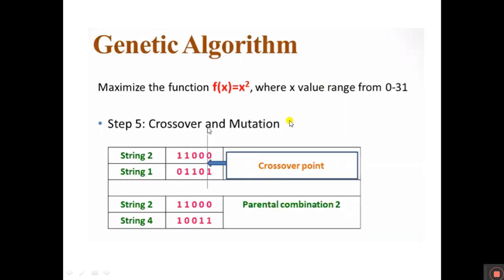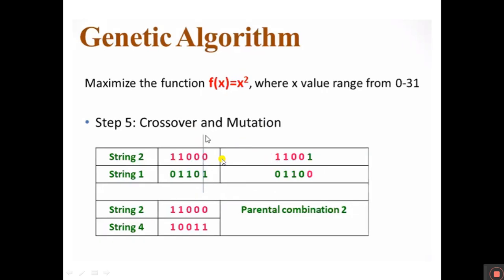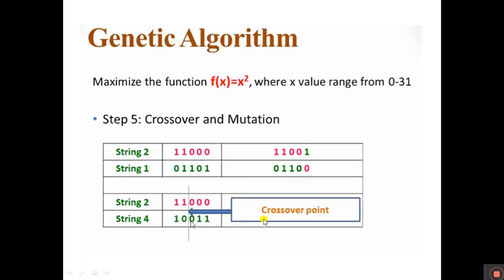Okay. So as per our example, these are string 2 and string 1. If I take this as the crossover point and do the crossover at this location, I am getting 1100 for string 2, that is combined with string 1, that is 1. For string 1, I am keeping 0110. If I swap, I am getting this 0 here. Similarly, for the second parental combination, we need to do the crossover at this point. So this crossover point you can choose randomly. There is not an issue. A single crossover, multi crossover, we can do any way.